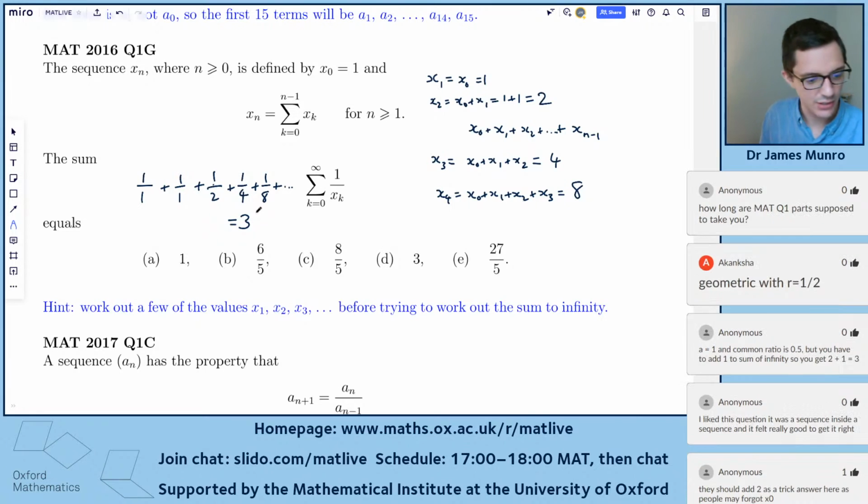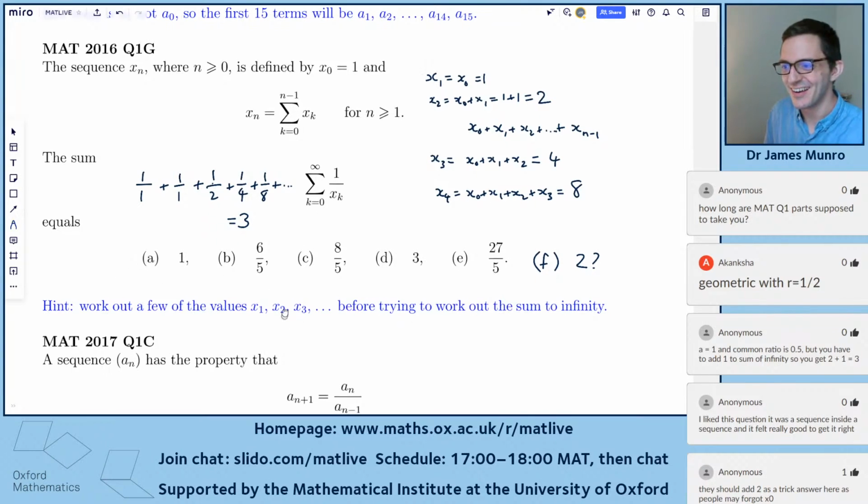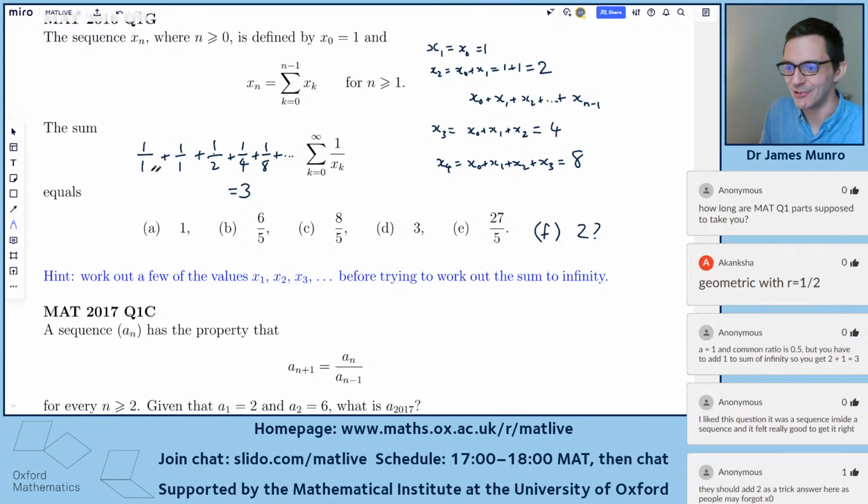Here's a really good question. So people are suggesting that we should maybe have put in option F2 as a kind of trick answer, but we're not doing tricks. We're not trying to trick you. Yeah, missing out the first term or forgetting that there's two 1s at the start or something. Nah, not doing that.